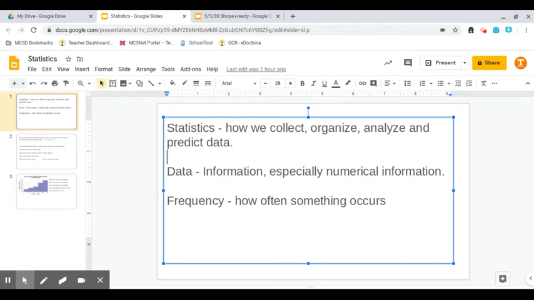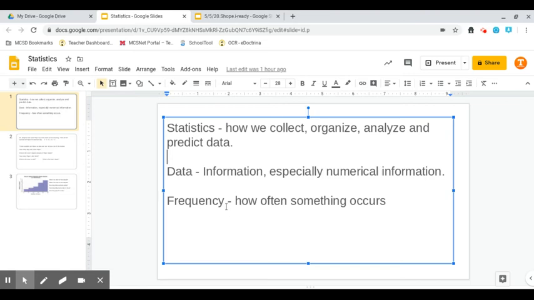Well, it's information that we collect, we organize, we analyze, and we predict with it. It's just a bunch of information. It's usually in number form, and we just organize it and learn stuff from it. And data is the piece of information that you learn. It's numbers. It's how many of something, it's how often, it's how many hours, how much money. It's just pieces of information, usually in numerical form.